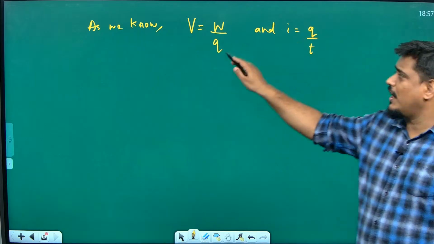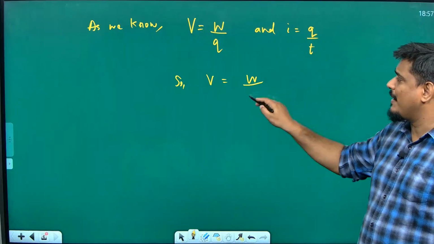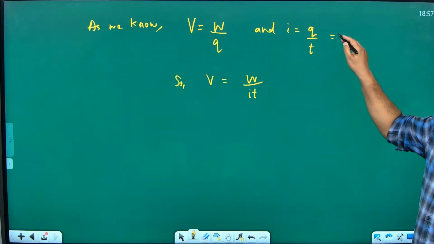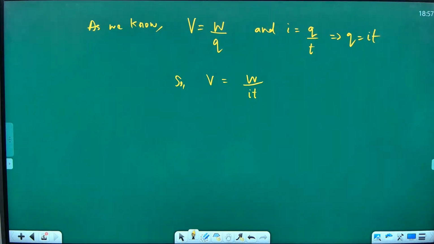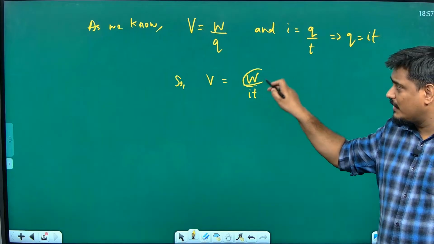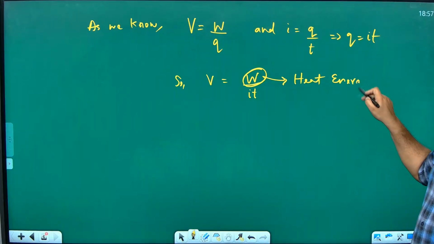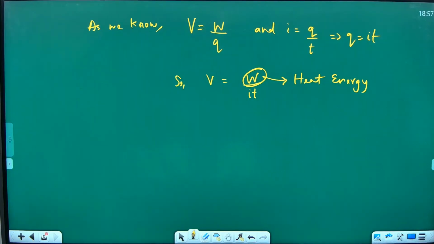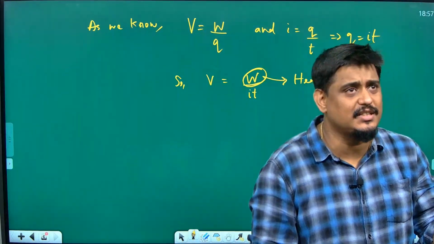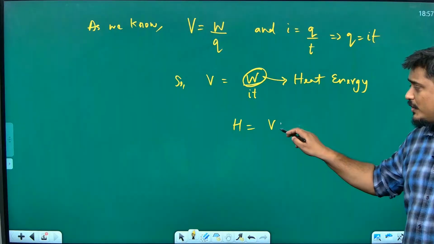Yes. So instead of charge, I can write, so V will become equal to W by, instead of Q, I am writing IT. Instead of Q, I can write IT, isn't it, Sahityashri? So I am writing V is equal to W by IT. This work done only is stored as heat energy. Why do I say so? Because work done is only energy. Capacity of doing work is energy, as you studied in 9th standard. So we can replace work with energy, and I can write heat energy is equal to V into I into T.